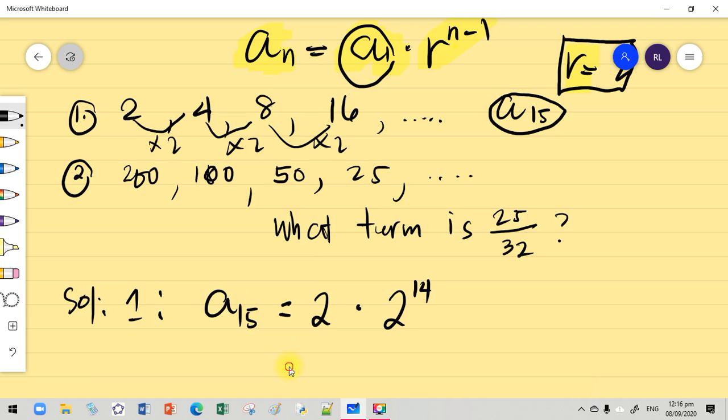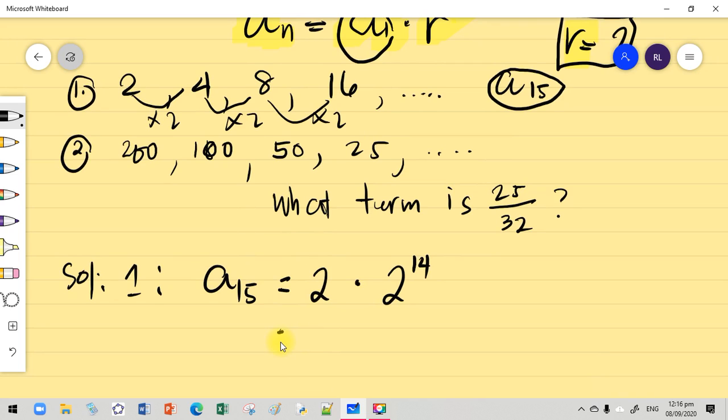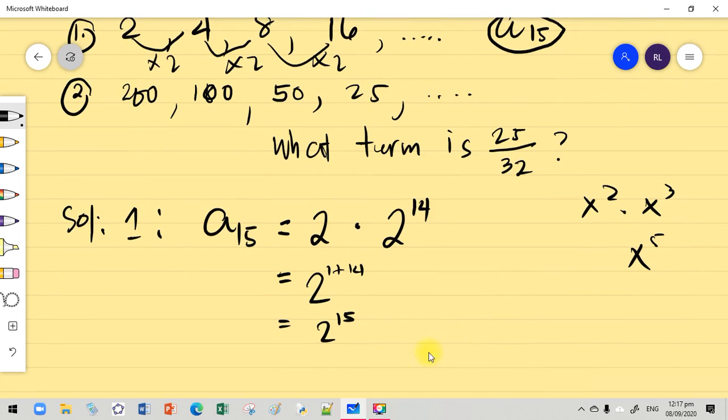As you can see here, we are just multiplying the same bases. It's like saying x squared times x cubed, we have x to the 5th. So it's the same here, 2 to the power of 1 plus 14, so that is 2 raised to 15. In most problems, usually multiple choice, they don't evaluate 2 raised to 15, because that will become a big number.